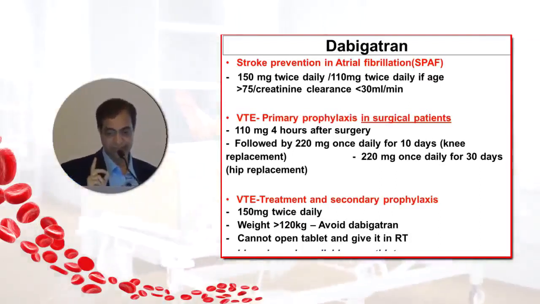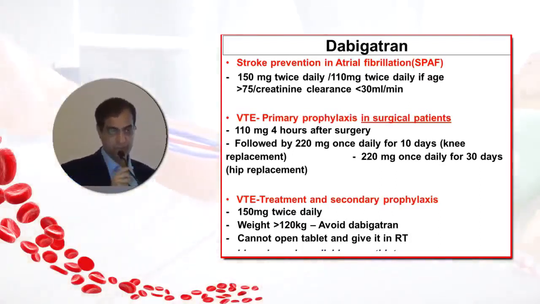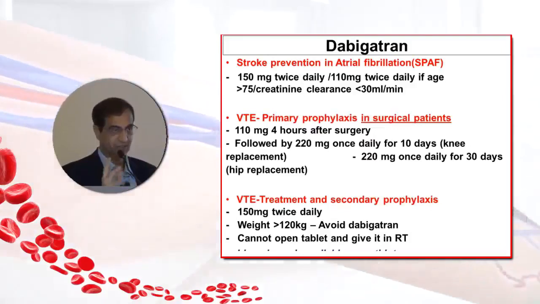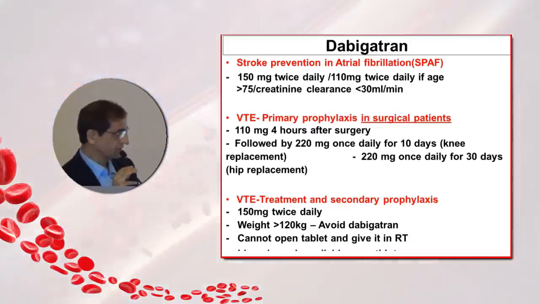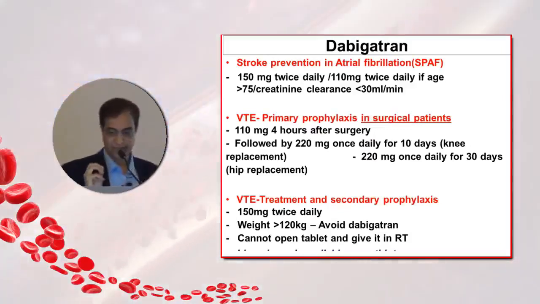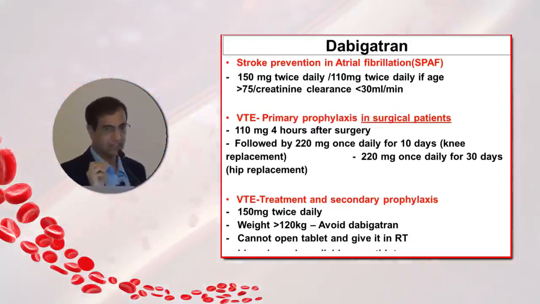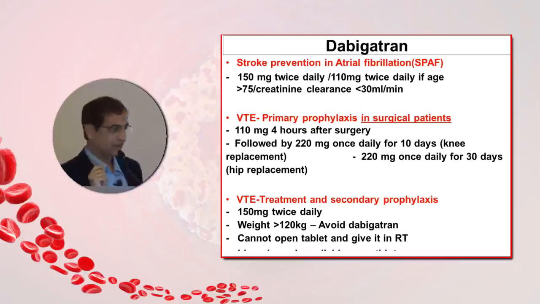If the patient's weight is greater than 120, you should avoid Dabigatran. I think its pharmacodynamics becomes difficult to really predict. And the other issue I found, a practical problem with Dabigatran, is a lot of our stroke patients are on Ryle's tubes.